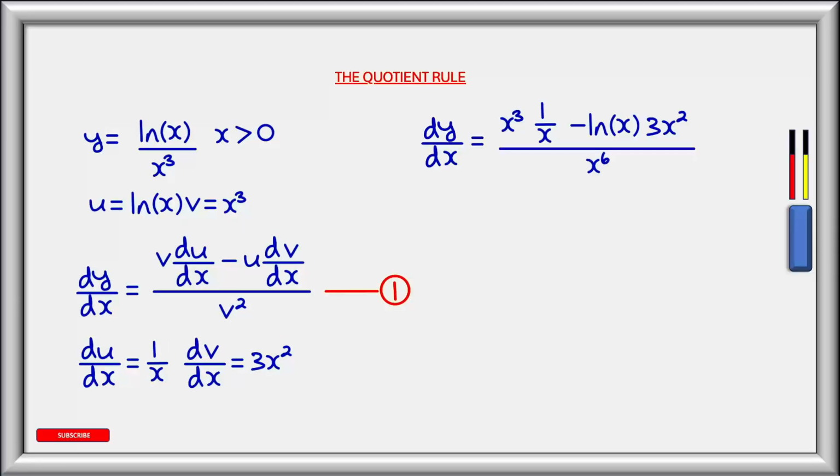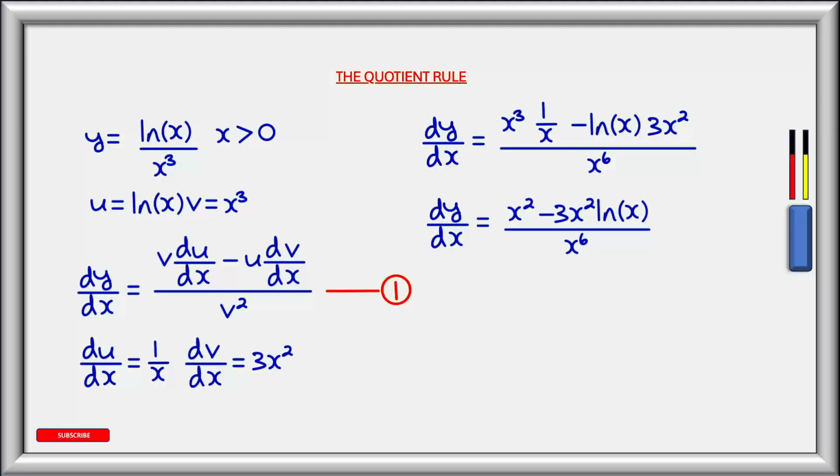And plugging these results back into equation 1, we get the derivative of y with respect to x is equal to v du by dx, which is x cubed multiplied by 1 over x, minus u dv by dx, which is the natural log of x multiplied by 3x squared. And this is all divided by v squared, where v is equal to x cubed. So v squared is equal to x to the power of 6.